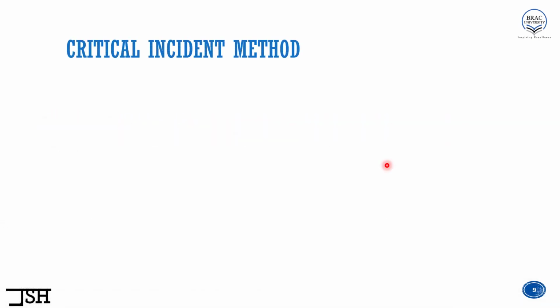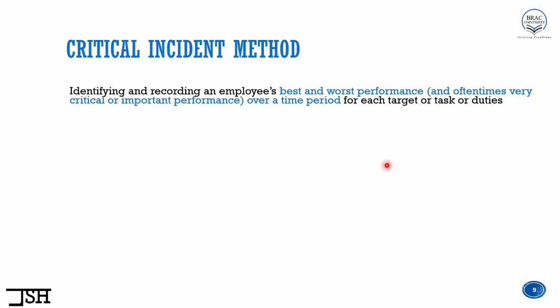So let's move on to the definition first. Here it goes. Now please read this definition very carefully. If you understand the meaning of this definition, the whole process will be crystal clear to you. So let's start. Identifying and recording an employee's best and worst performance and oftentimes very critical or important performance over a time period for each target or task or duties.